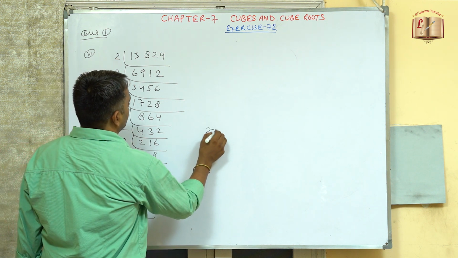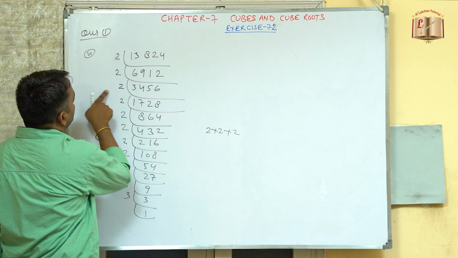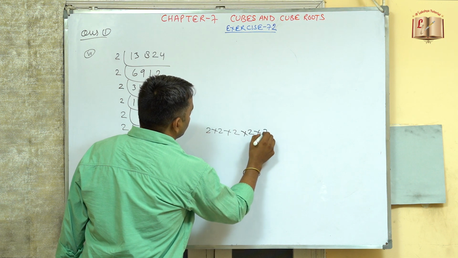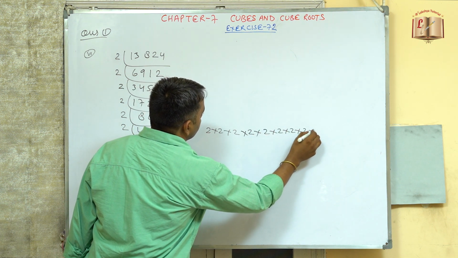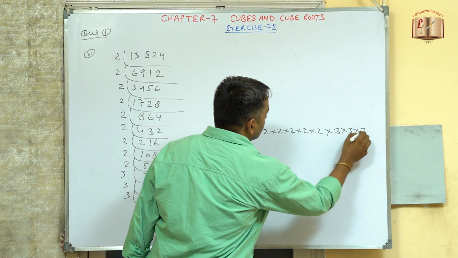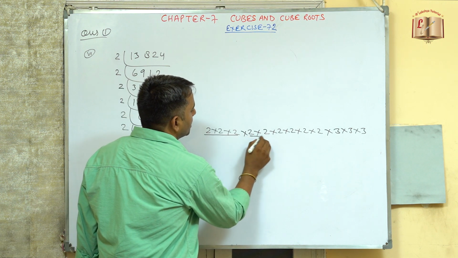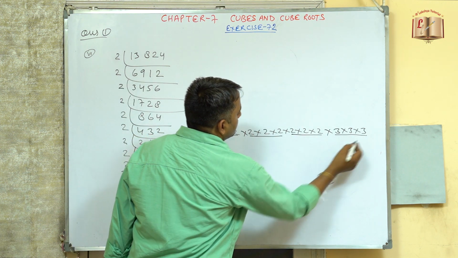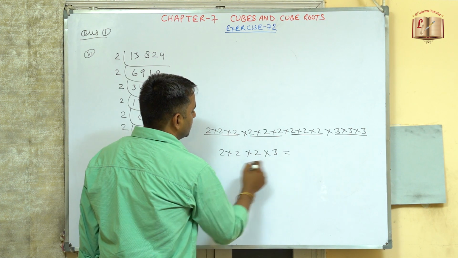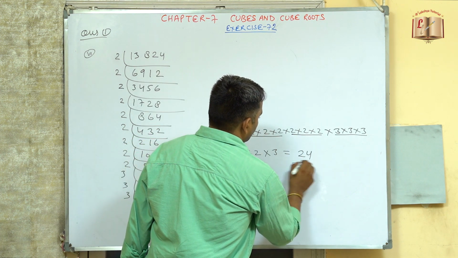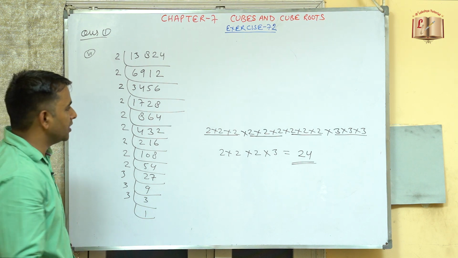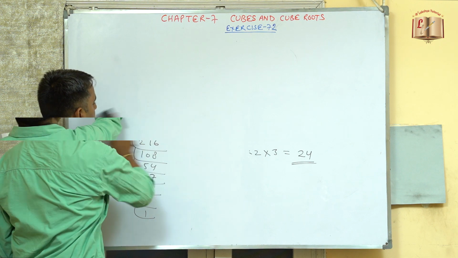So factors are now 2 into 2 into 2, nine times, and 3 three times. Now we will make the groups. This is one group, this is another group, and this. So we will take one number from each. So 24 is the cube root. This is the simplest one. We will find out the factors and take the groups from this.